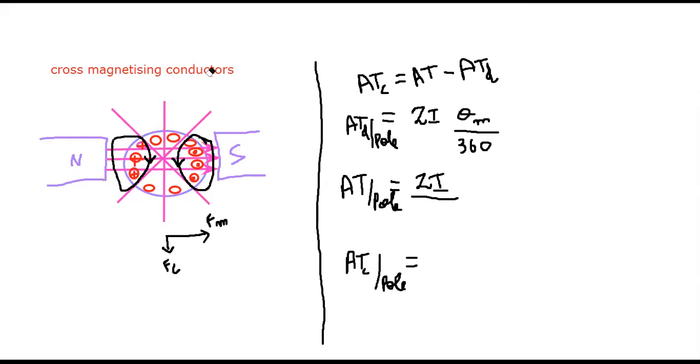So here it will be the number of poles, right? So the total value is Zi divided by the number of poles per pole, right? But what is the unit mentioned here? It is ampere turns. But here we are having only ampere conductors.